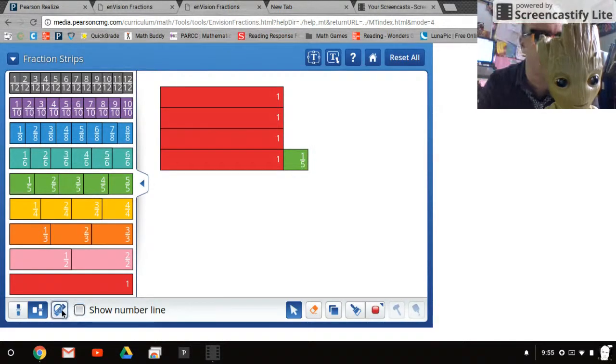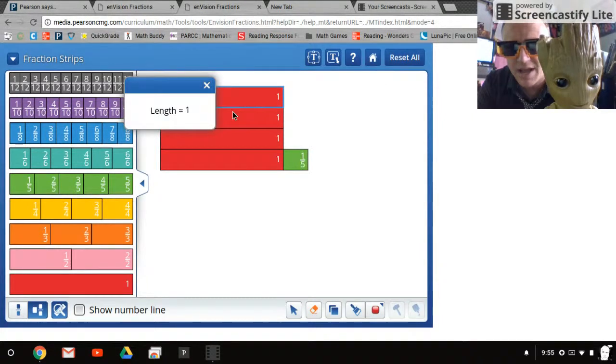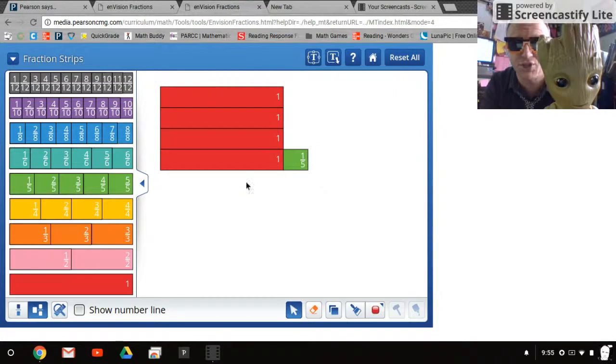Also, what I can do here is I can go down to this tool right here, label total length. If I click that, I can select all of my fractional pieces, and I end up, as you can see, with 4 1/5 then. So that is my total sum of those two mixed numbers.